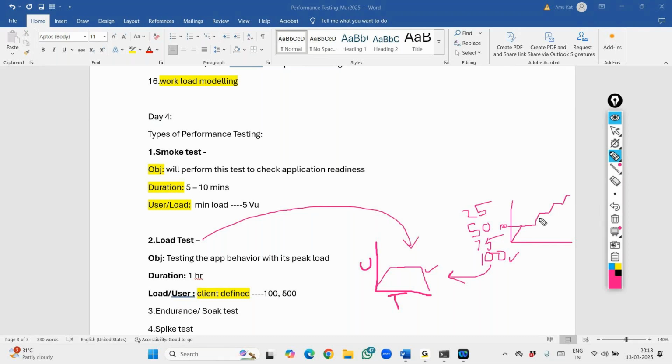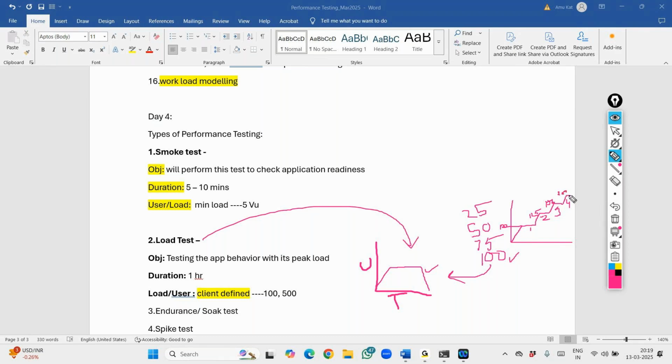If you keep on increasing the load in stages, first stage, second stage, third, fourth, it means for every 15 to 30 minutes you keep on increasing. So here how many users did you add? Let's consider 25. So 100 plus 25, 125, and here comes 150, and here comes 200.